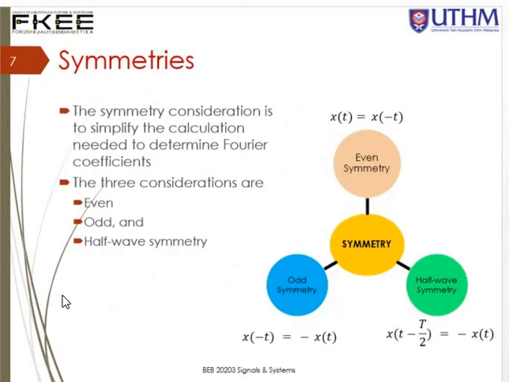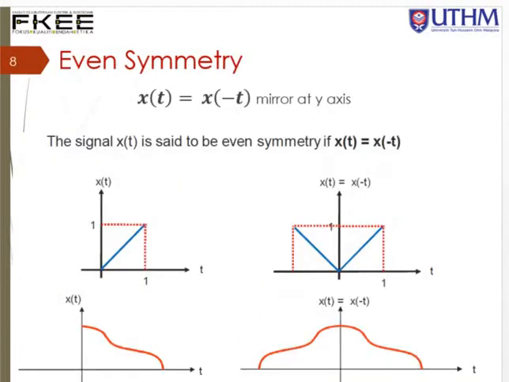Next one is symmetry. Symmetry has 3 types: the even symmetry, odd symmetry, and the half wave symmetry. Then what is the importance of this property of symmetry? Now, let's look at the even symmetric. Even symmetric says that x(t) equals x(-t), which is the mirror image at the y-axis. Yes, correct, it's a mirror image at the y-axis.